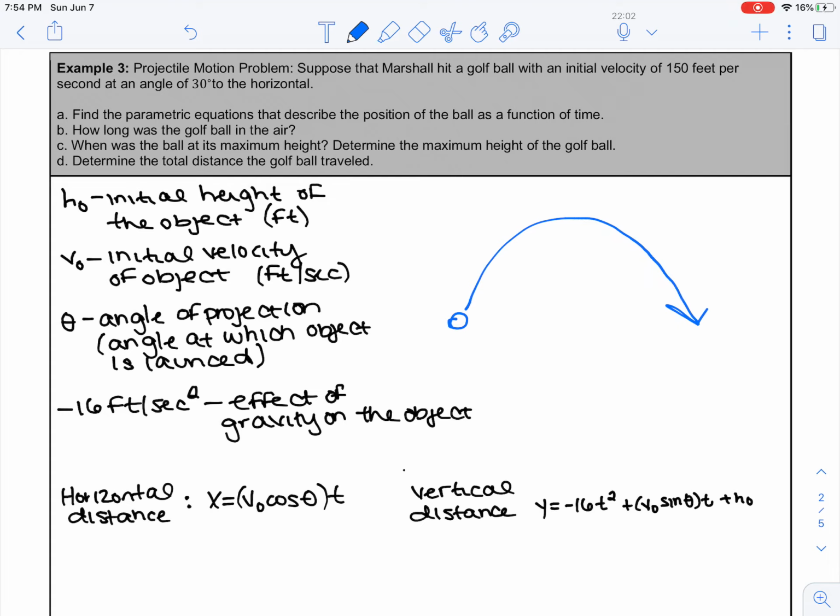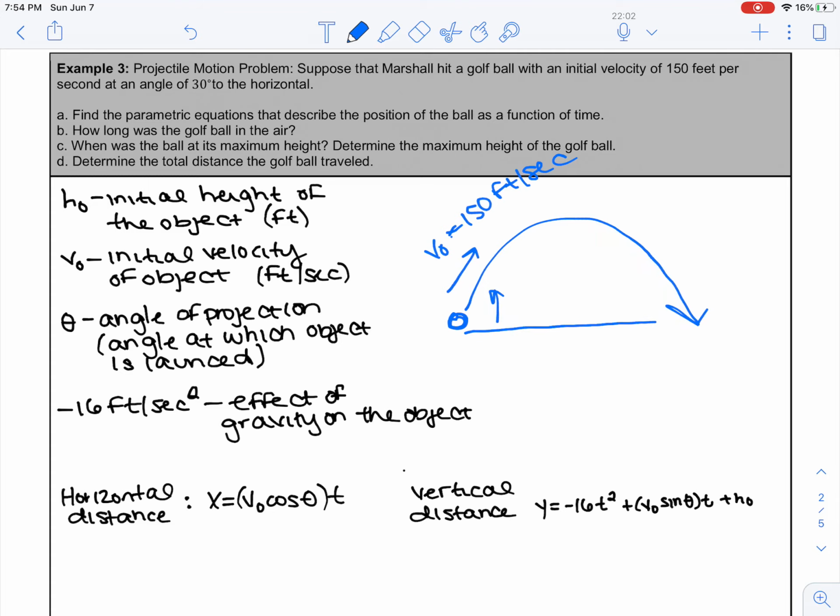Specifically in this example, we see that Marshall hits a golf ball. So you can call this little circle here our golf ball. He's hitting that with an initial velocity of 150 feet per second, and he's doing so at an angle to the horizontal, so this could be our golf course or our grass, of 30 degrees. It should hopefully make sense that this golf ball is being hit up into the air and returning back down to the ground.